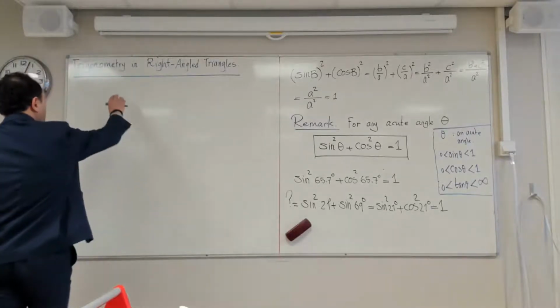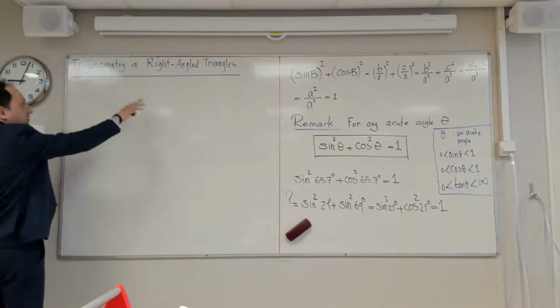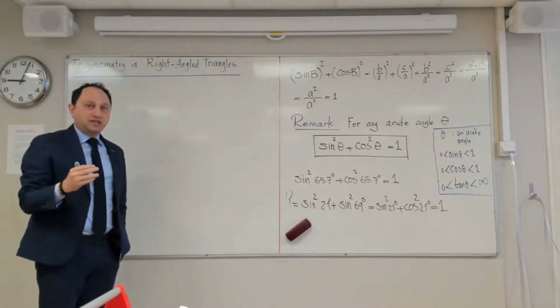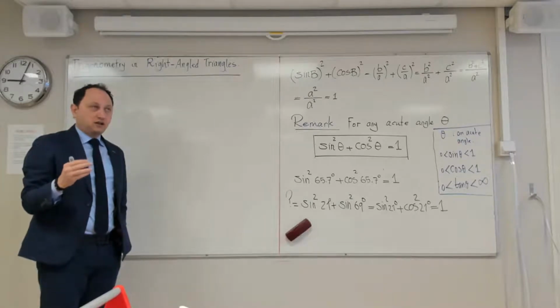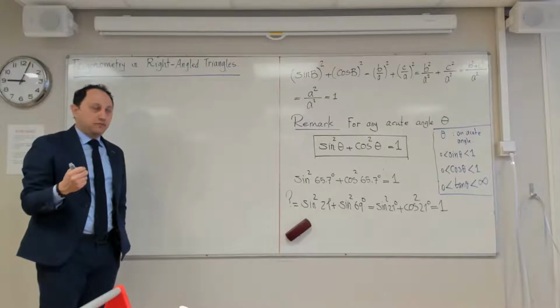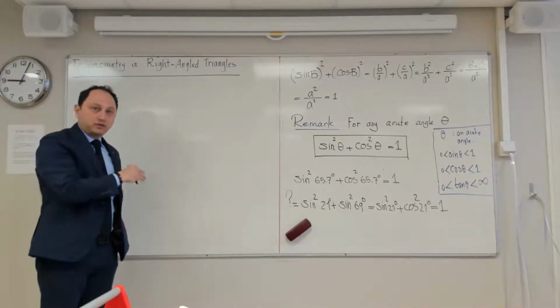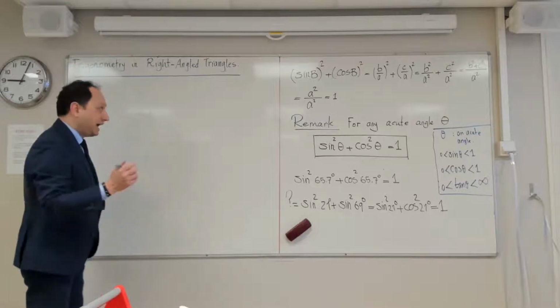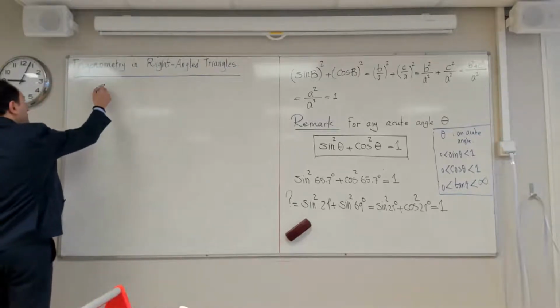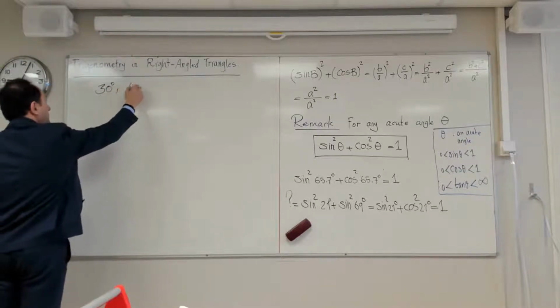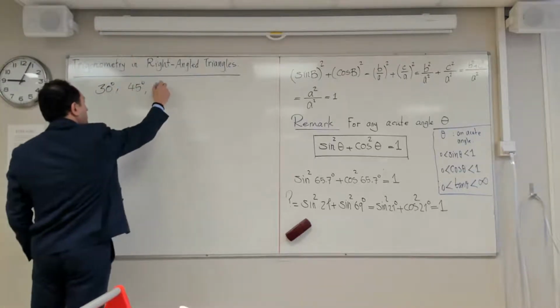Okay, now there are some famous angles in trigonometry. The reason they are famous is because we can calculate the value of sine, cosine, and tangent of those angles exactly, and usually without a calculator. So I want to talk about those angles here. The angles that we are interested in today are 30 degrees, 45 degrees, and 60 degrees.